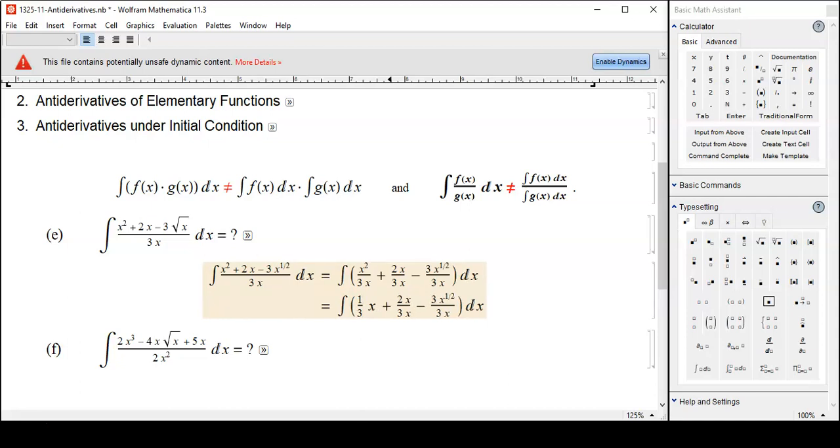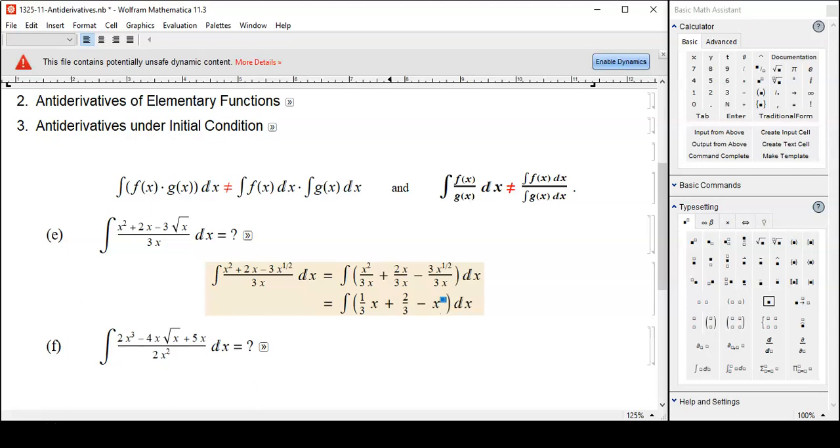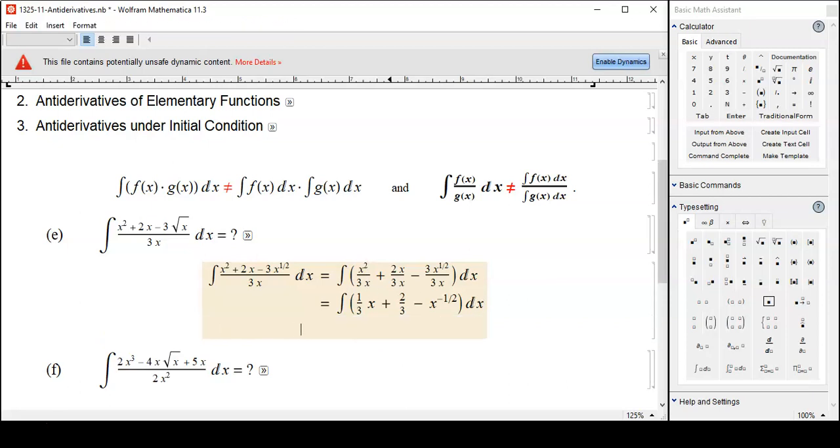Number part is 1/3. 2/3 x cancel out. Now the number part 3 cancels out. 1/2 power, and down here the first power. So overall x to the negative 1/2 power. We successfully simplified, and each is a power function. And then we can use the power rule.